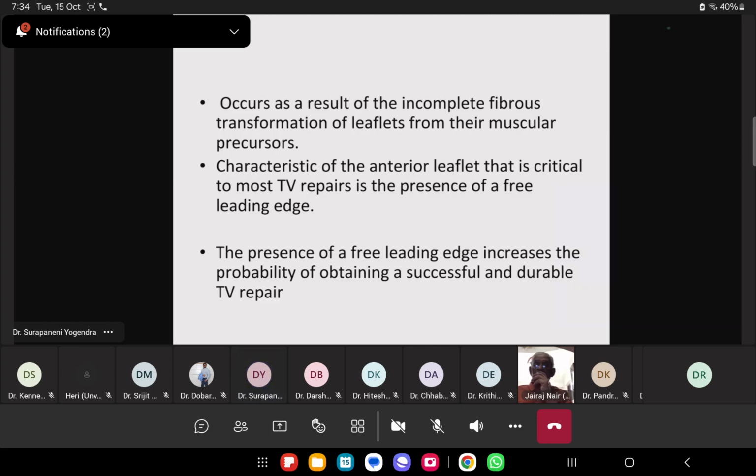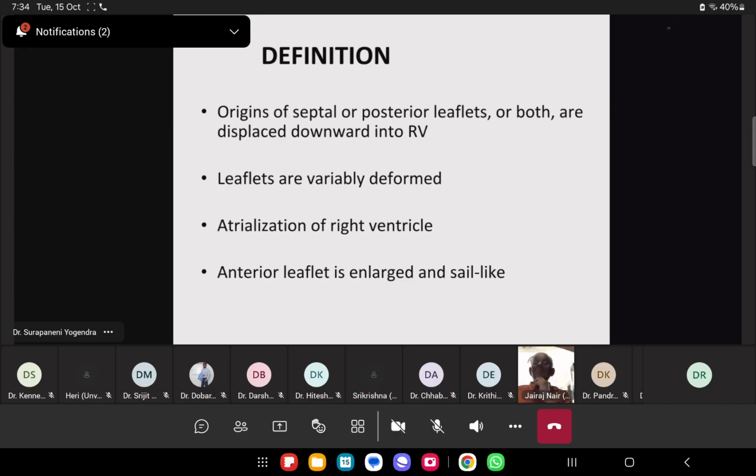Ebstein's anomaly occurs as a result of failure of separation of the leaflets from their muscular precursors. A characteristic of the anterior leaflet that is crucial to most repairs is the presence of a free leading edge. The presence of a free leading edge increases the probability of successful and durable tricuspid repair. The origins of the septal or posterior leaflets are displaced downwards into the RV. Leaflets are variably deformed, there is atrialization of the right ventricle, and the anterior leaflet is enlarged and sail-like.